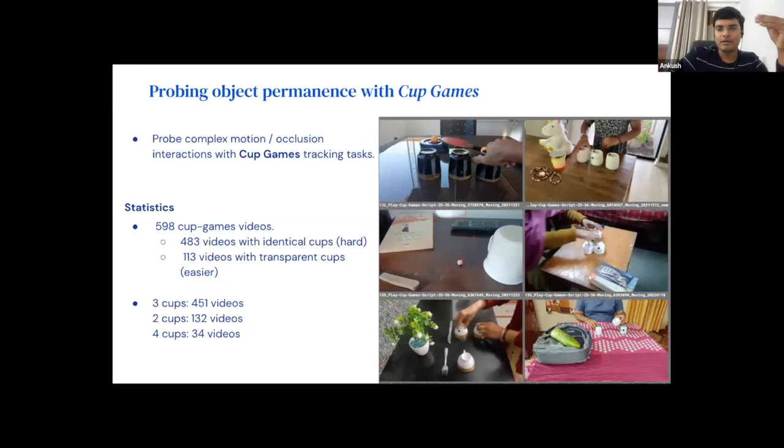So we have different grades of difficulty of this task. If you use identical cups, as I said, that becomes quite challenging. We have about 480 such videos, and then to make the task slightly easier, we have about 113 videos with transparent cups, where you can actually see the occluded objects. Then again, we have some gradations in the number of shuffling cups that we use. With more cups, the tracking task becomes more challenging.